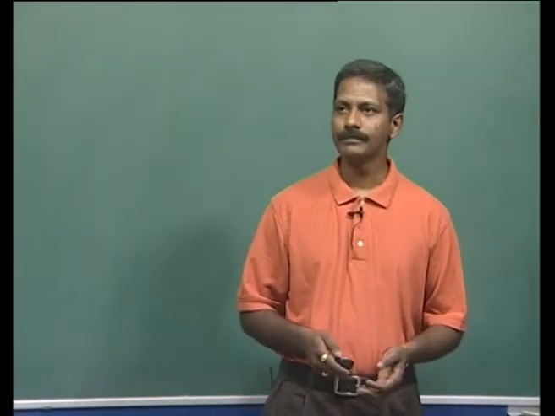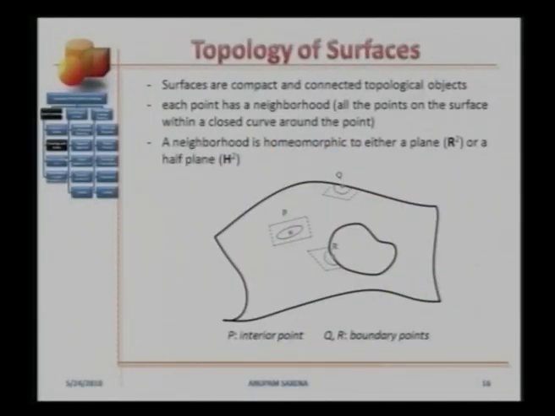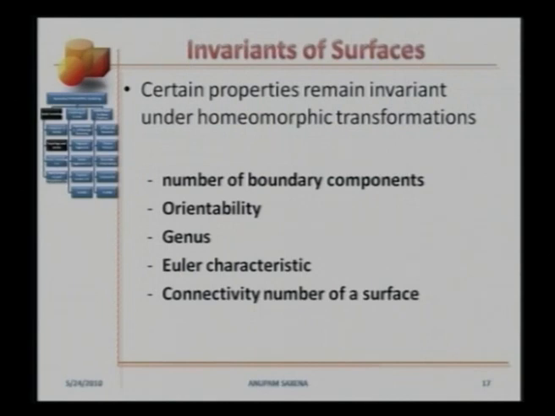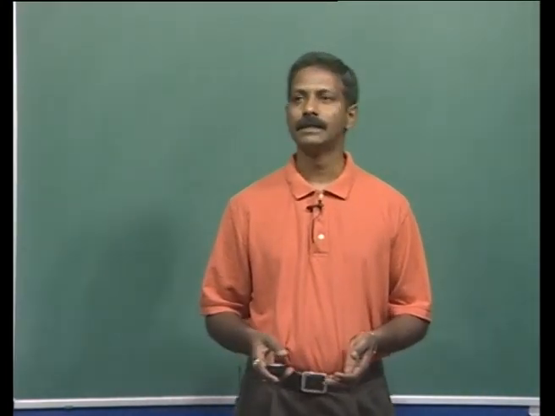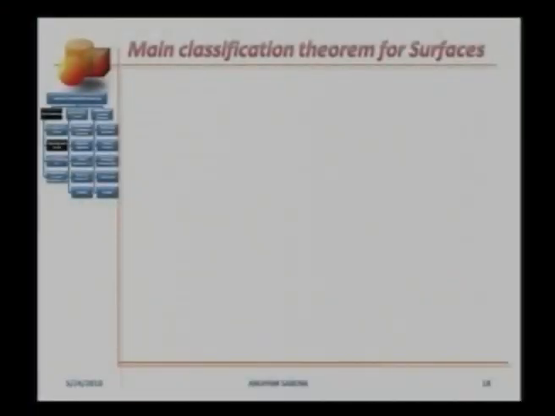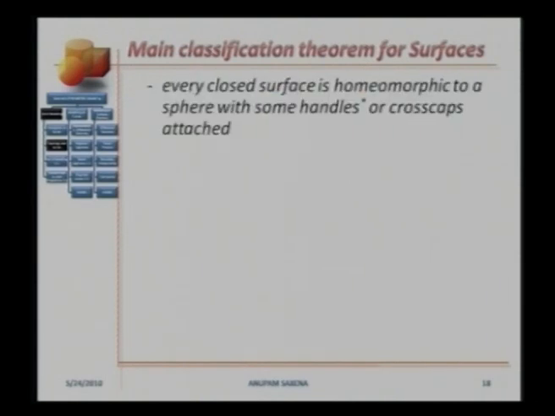We studied homeomorphism, topology of surfaces, invariance of surfaces, wherein we considered the number of boundary components, orientability, genus, Euler characteristic, and connectivity number of a surface. And then we came to the main classification theorem. This was another very critical step in our course. The theorem essentially states that every closed surface is homeomorphic to a sphere with some handles or crosscaps attached.